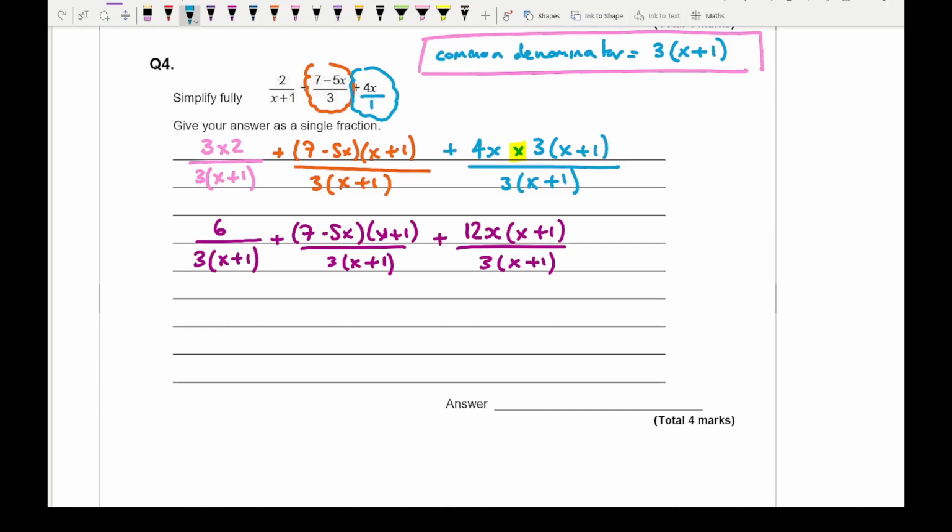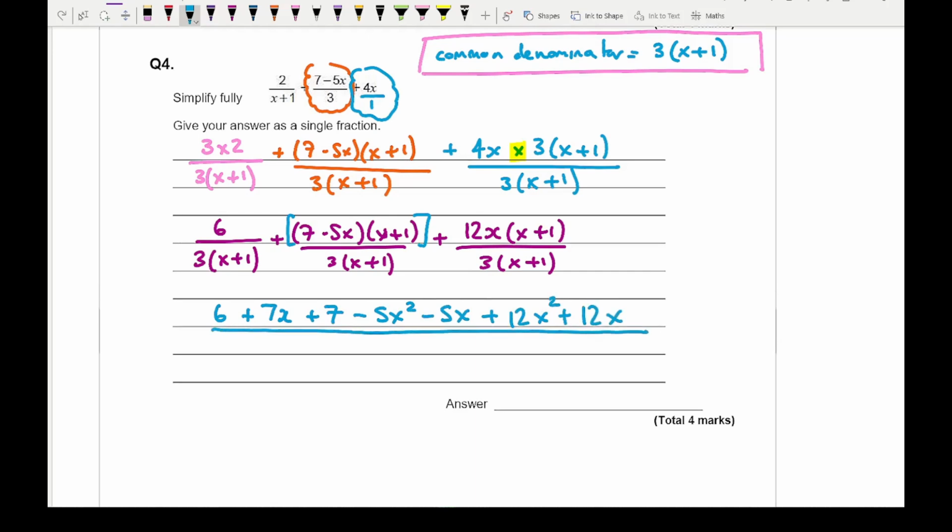So here I'm going to end up with 6 plus, now if I expand this out and I do it correctly, here I'm going to end up with 7x plus 7 minus 5x squared minus 5x, and then I'm going to add 12x squared plus 12x, and that's all going to be over 3 lots of x plus 1. So all that's left for me to now do is to simplify all of this.